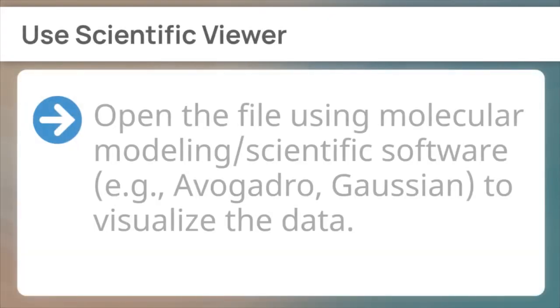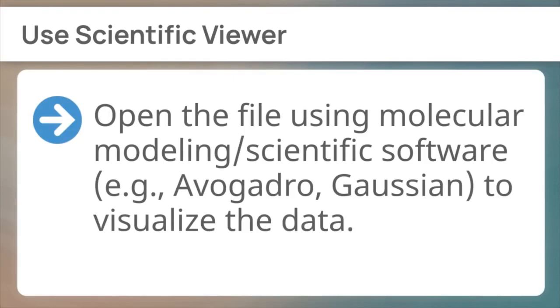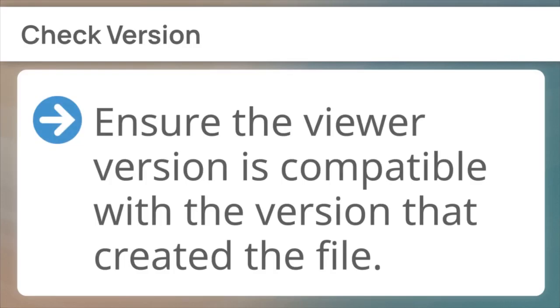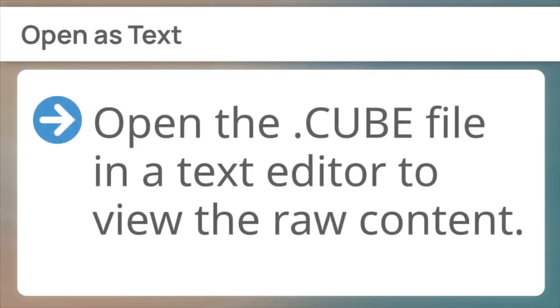First, use Scientific Viewer. Open the file using molecular modeling scientific software, e.g. Avogadro, Gaussian, to visualize the data. Next, check version. Ensure the viewer version is compatible with the version that created the file. Finally, open as text. Open the CUBE file in a text editor to view the raw content.